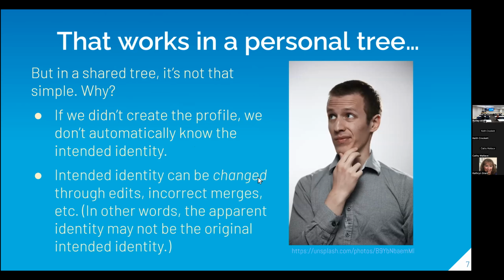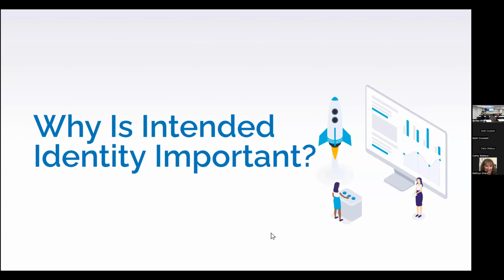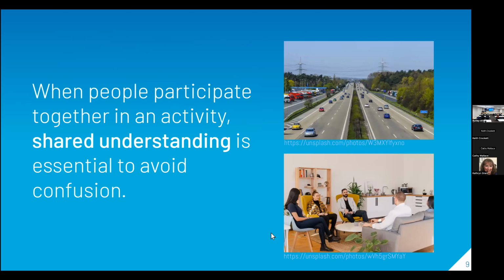Not only that, and probably more seriously, intended identity can be changed through edits, incorrect merges, and other errors. In other words, the apparent identity on the page may not be the original intended identity. So why is intended identity important? Well, family tree is a shared tree, right?